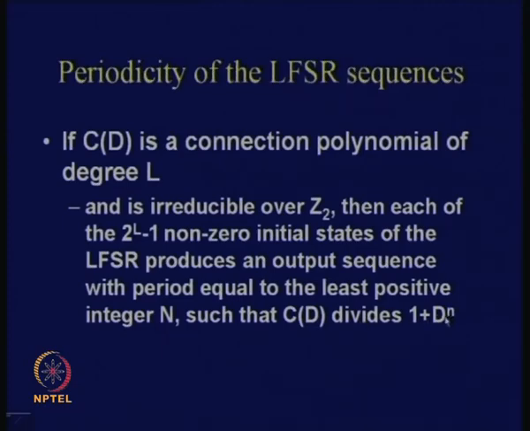So, if you take irreducible polynomials for your connection polynomial, then you will find that it will be periodic, and your periodicity will be the minimum value of N for which 1 plus D to the power of N is divisible by C(D). That is that smallest value of N, and you will see that in all cases this value N will divide 2 to the power of L minus 1. So, N will always divide 2 to the power of L minus 1.